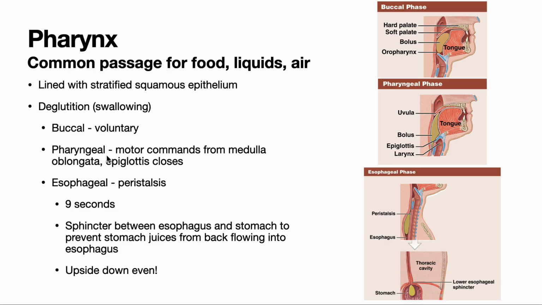All of this process of moving a bolus of food down the esophagus can be done upside down and against gravity because that's how good peristalsis is at propelling material through the GI tract.